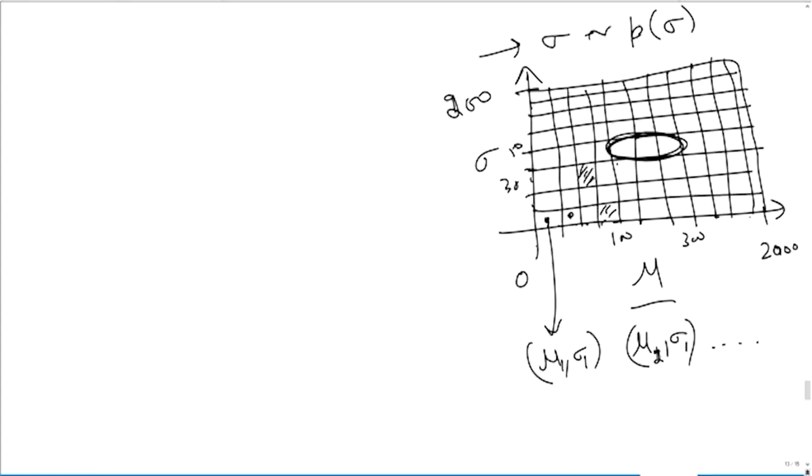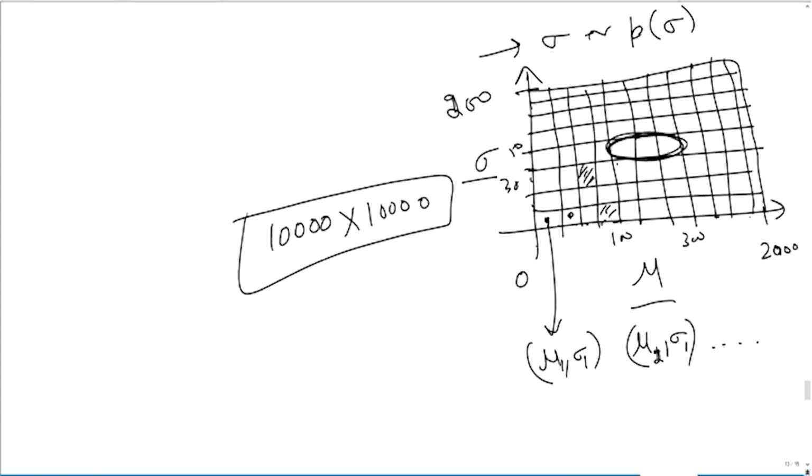So this is the region that would have non-zero posterior density. All other grids, all other proposals would have close to 0 or 0 posterior density. What it implies is this: when you are generating all these proposals, let's say you are suggesting 10,000 grid points for sigma and 10,000 grid points for mu. You are proposing these many samples.